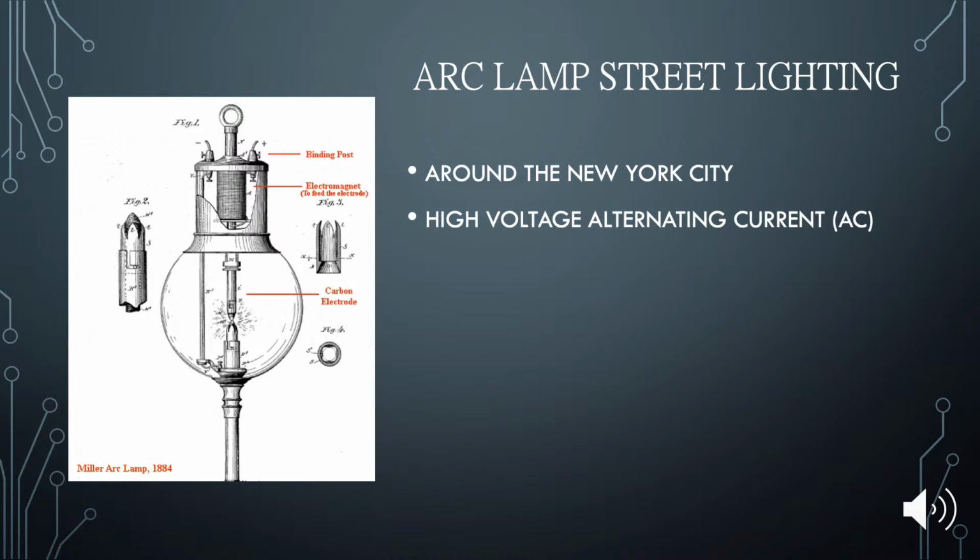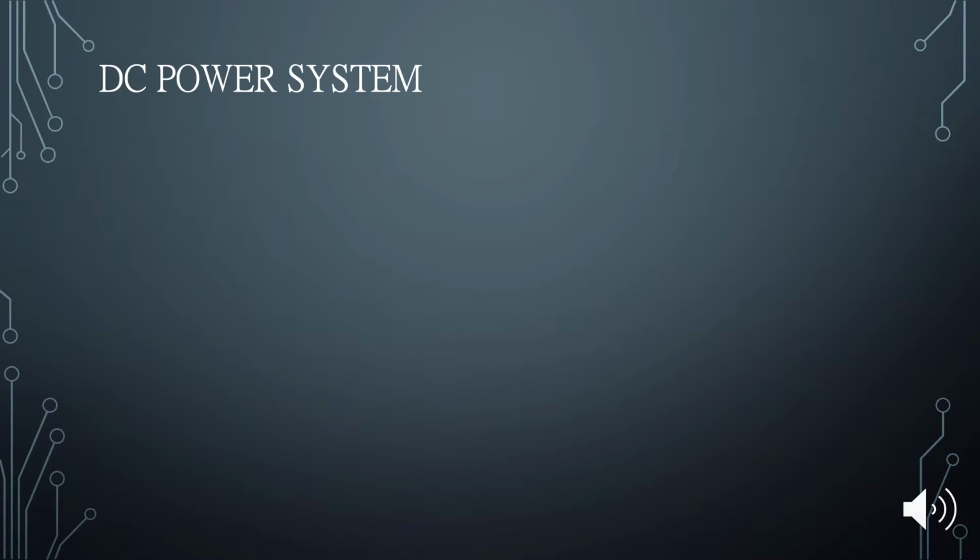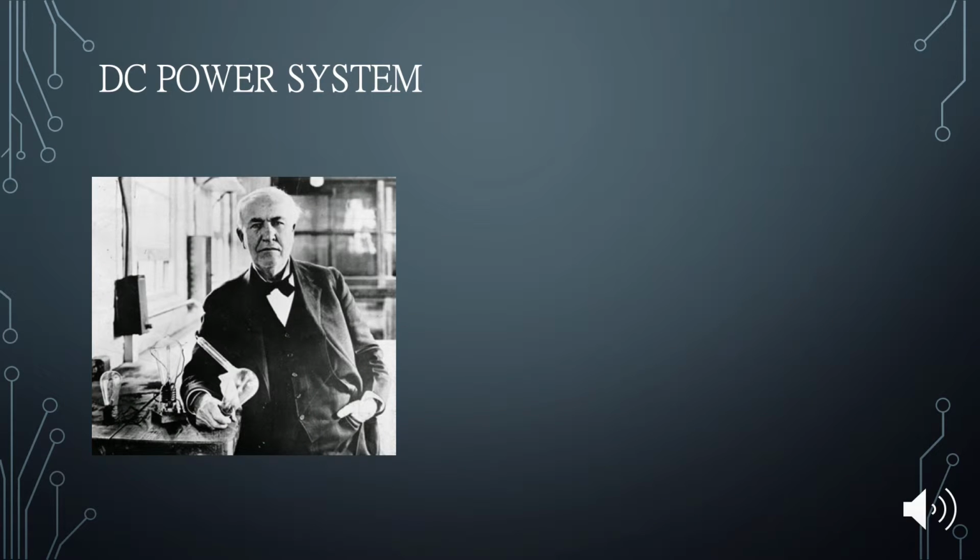At that period, arc street lights around New York City were running on high voltage alternating current. After Thomas Edison and his company invented the large-scale, low-voltage direct current indoor incandescent lighting, they promoted this new product into the market, fighting with the old version of the lighting system. Let's talk about the DC power system.